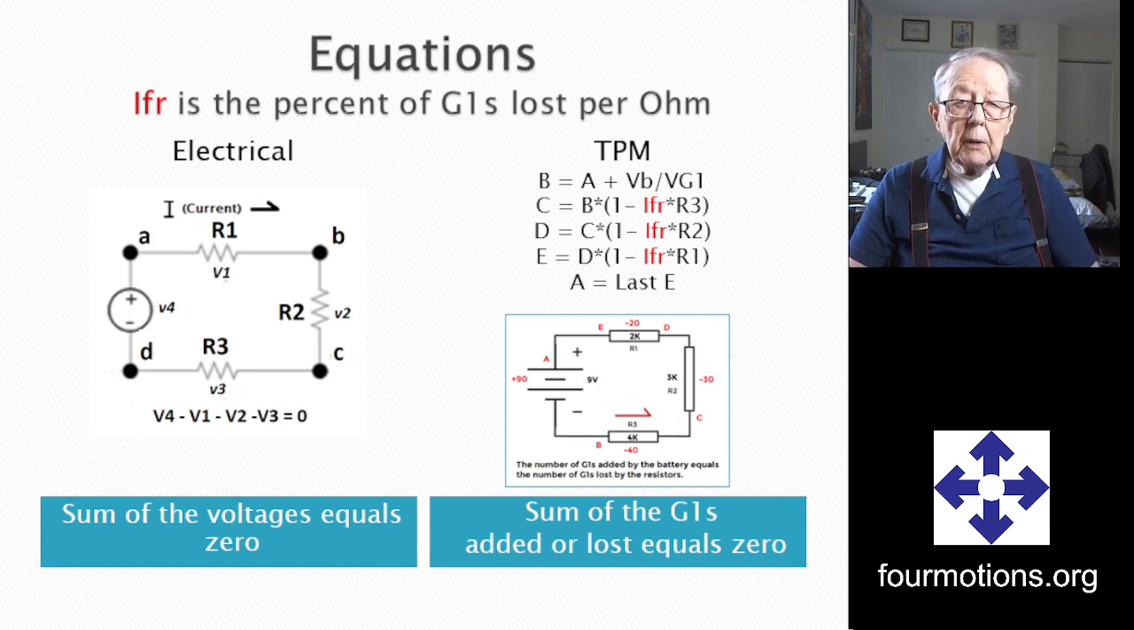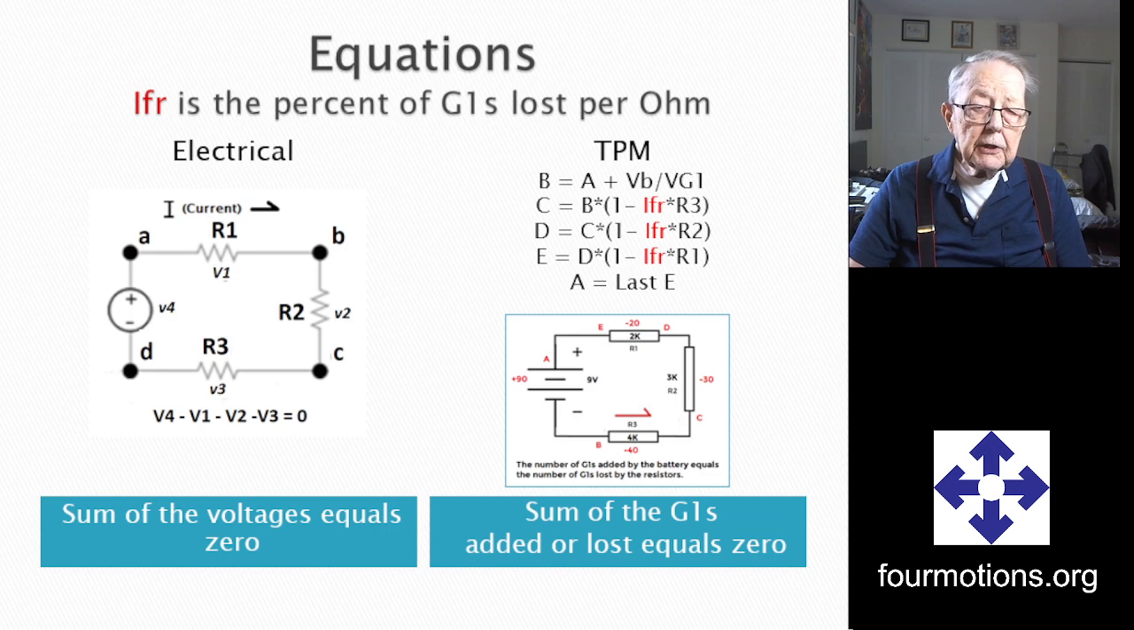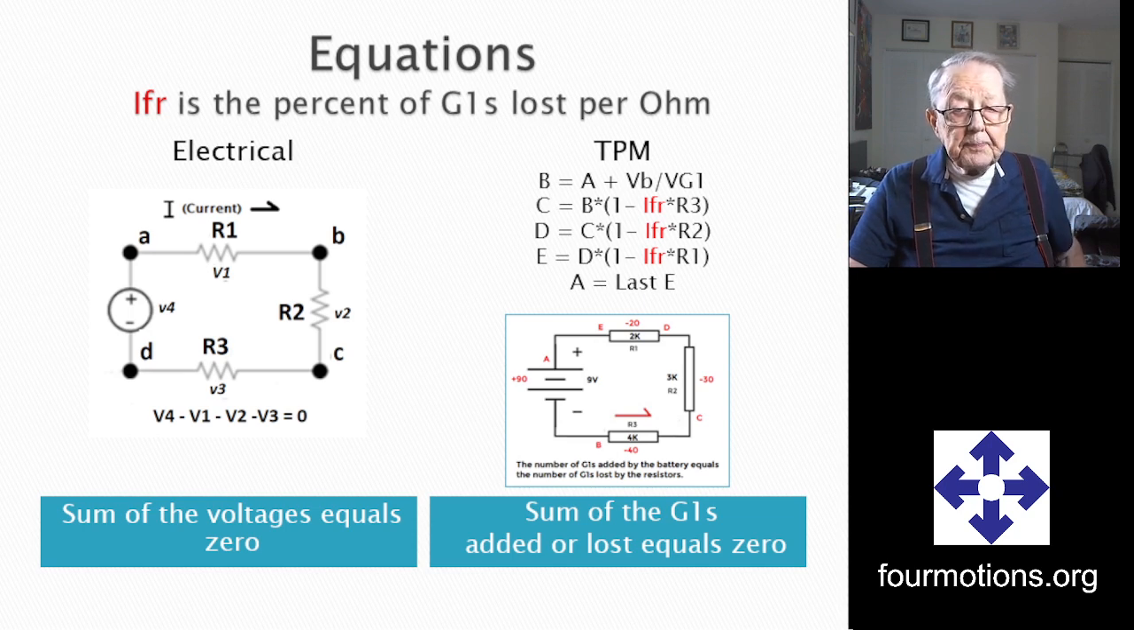Okay, so here are some equations. The equations on the left are like Kirchhoff's equations, where the sum of the voltages equals 0. That's Kirchhoff using the voltage, and again, he assumes current is constant. The equations on the right are equations in the form of G1s, of electrons.